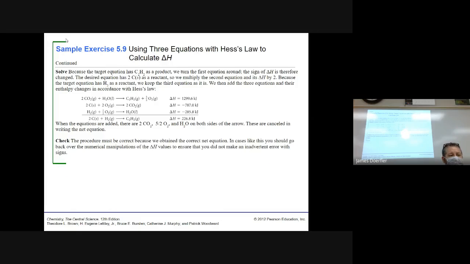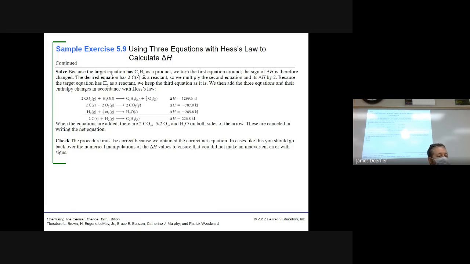So you'll have this. As we said, the first equation we flipped around. Change the sign. Multiplied the second equation by 2, as well as the delta H value. And then we left the third one alone. So much like what we did on Friday, and much like what we did in our ionic equations way back last semester, we add up all of the reactants to one side. Again, if there's anything like O2s, go ahead and add them up. Okay. Then you add up the reactant side.